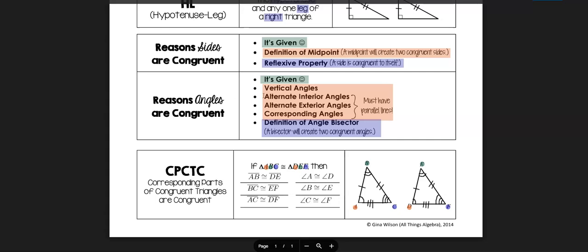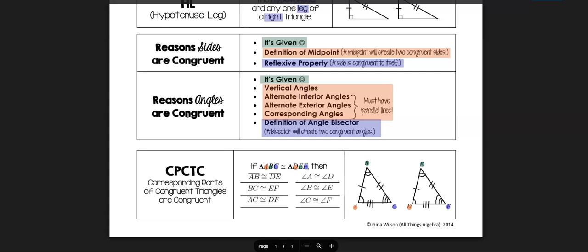So here are the lists of reasons we're going to be using in our proofs today for reasons sides are congruent and reason angles are congruent. So there's three things that we can use for reasons sides are congruent. Of course, they can give us that information. They can also tell us that, say, a point is a midpoint, which gives you two congruent pieces. So definition of midpoint. And reflexive property. This means a side or anything else is congruent to itself. A equals A. So 1 equals 1, 2 equals 2, AB equals AB. So reflexive property, we're going to be using that a lot.